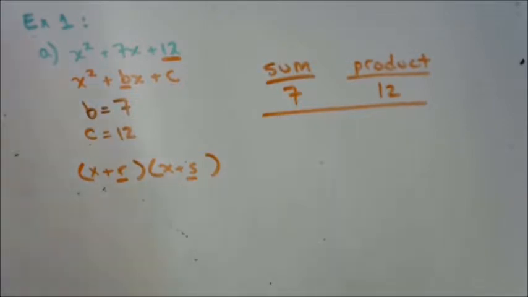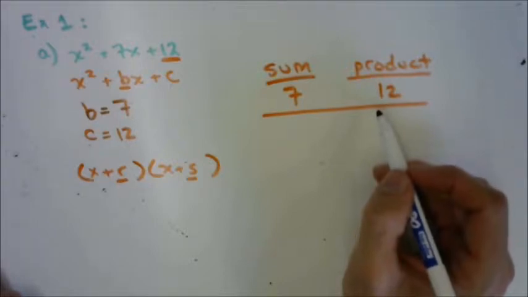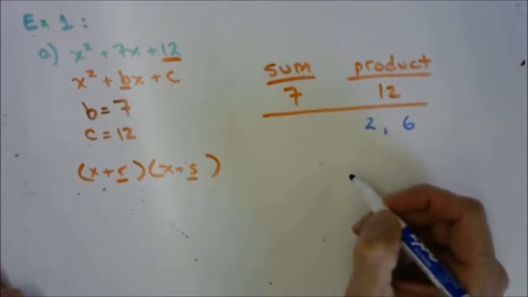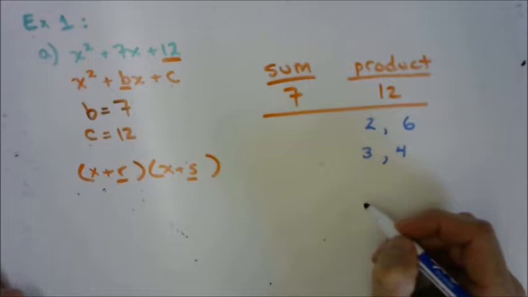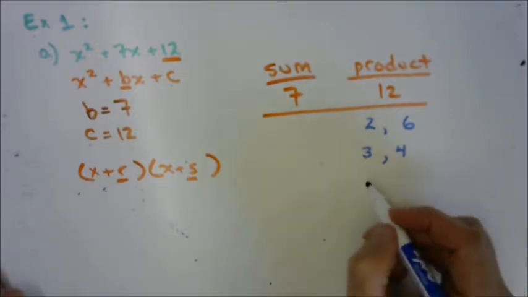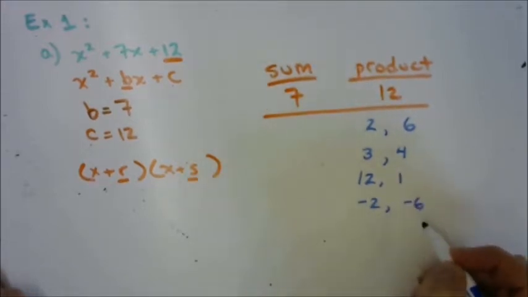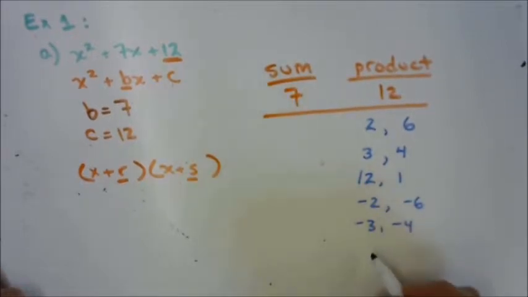So let's look at our factors of 12. What could the numbers be? Two numbers that multiply to 12. Could be 2 and 6. Could be 3 and 4. Any other numbers? 12 times 1. Hey, what about negative 2 and negative 6? Do they multiply to positive 12? Negative times a negative is a positive. So that means we've got negative 3 and negative 4. We also have negative 12 and negative 1.